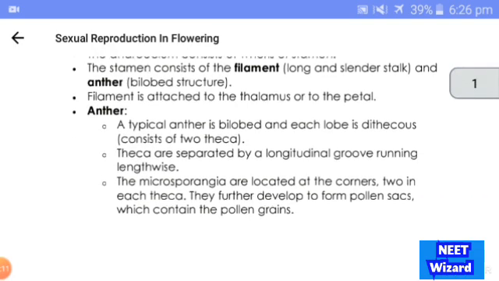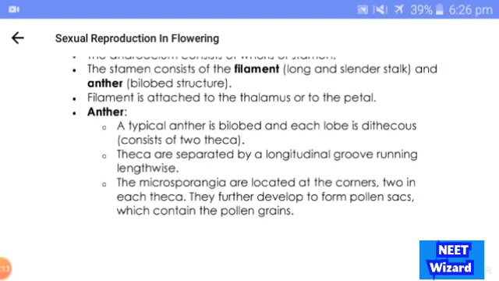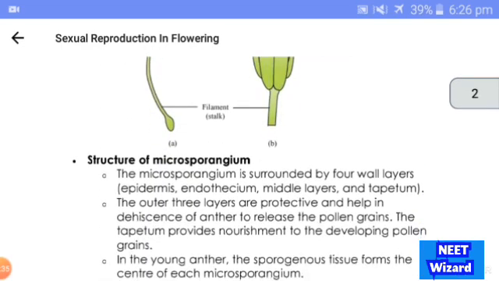Anther. A typical anther is bilobed, and each lobe is dithecous, consisting of two thecae. The thecae are separated by a longitudinal groove running lengthwise. The microsporangia are located at the corners, two in each theca. They further develop to form pollen sacs, which contain the pollen grains.